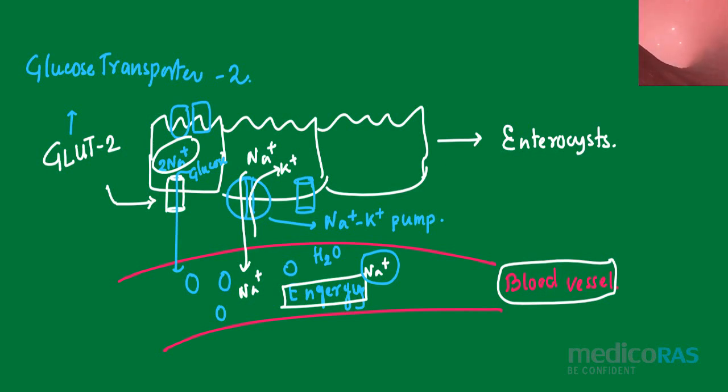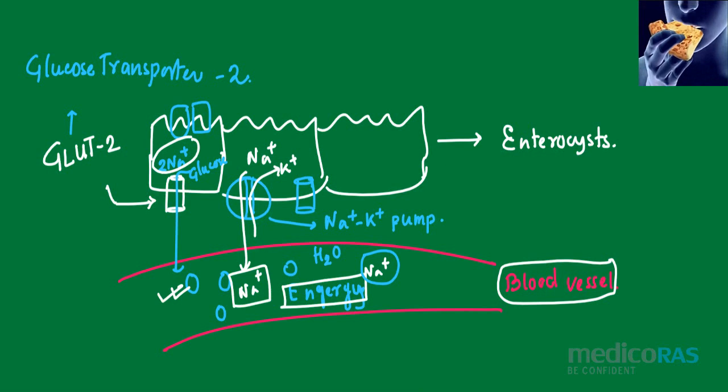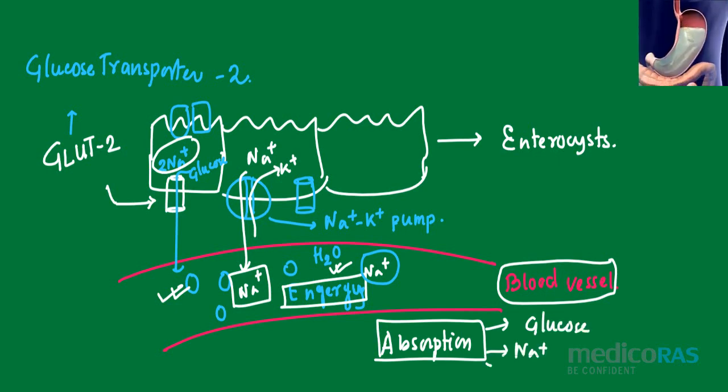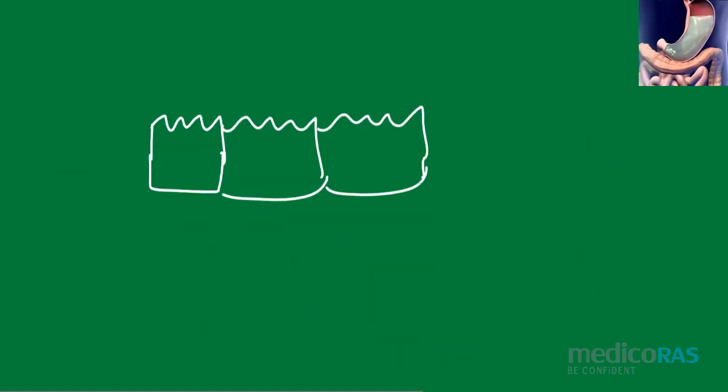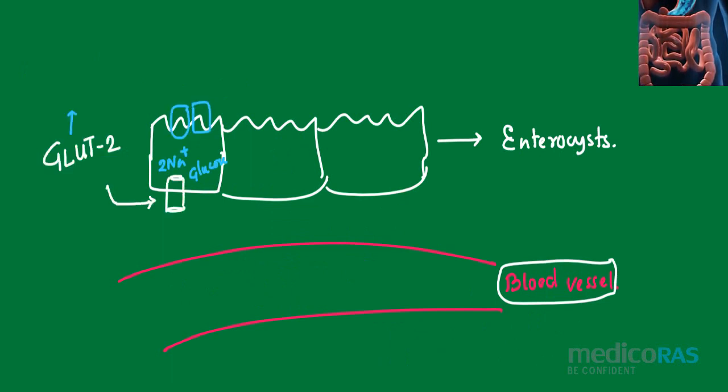So likewise, we can absorb glucose molecule, at the same time we can absorb sodium ion and water molecule. So this is the simple way of absorption of glucose. This absorption process is actually for the glucose molecule, for sodium, and at the same time water molecule. I hope it is pretty much clear to everyone how we can absorb glucose molecule.